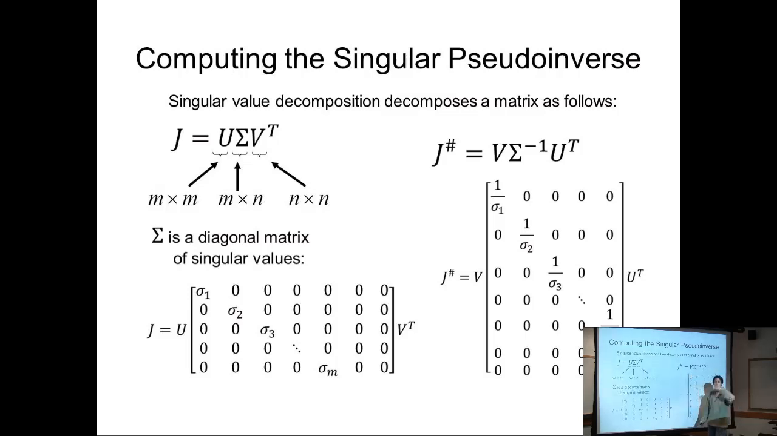Likewise, there's the other pseudo-inverse for when the number of rows is bigger than the number of columns. Here we did the number of columns bigger than the number of rows. In other words, n was bigger than m in this case.